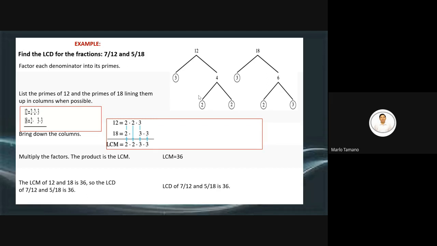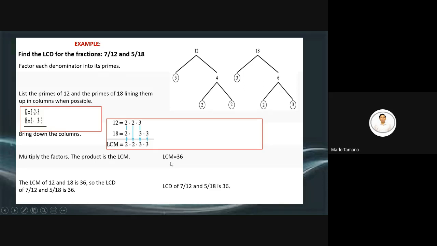Paano naman po yung LCD, sir? The LCD of 7 over 12 and 5 over 18 is 36. Kaya tinawag na LCD kasi denominators po sila ng fractions. Okay? Pagkakuha natin ng LCD, yan po yung tinatawag nating least common denominator. Okay? Bakit po pareho sila LCM and LCD po? Oo, pareho sila ng pagkuha ng sagot. Yung nga lang, magkaiba sila ng title.